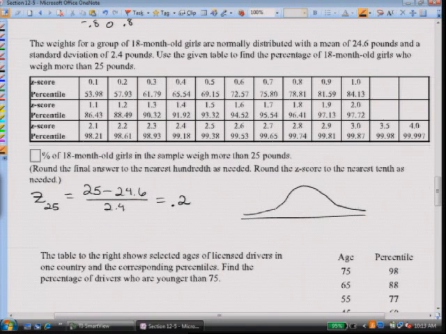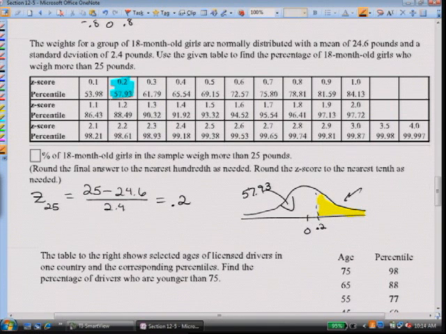So I'm going to come in here on my model, centered at 0. I'll pop 0.2 about right here. What I'm actually looking for is the ones that are to the right of 0.2. But the table tells me the area below 0.2 or to the left. So if I come in on my table and I look at 0.2, that tells me that 57.93% are on that side of the table, or on the left side, if 0.2 is kind of your break point.